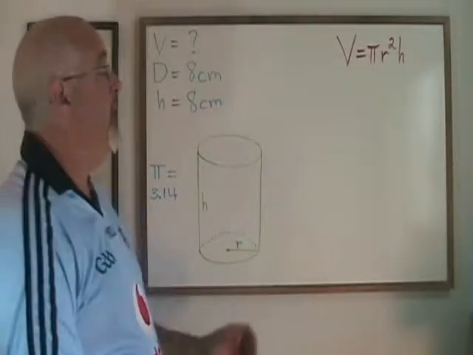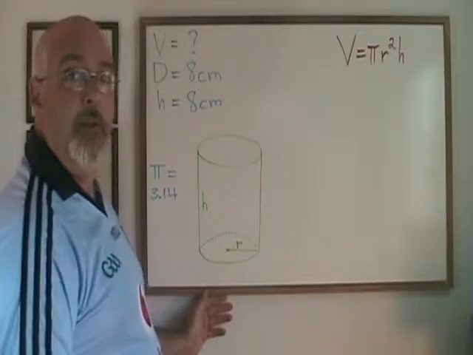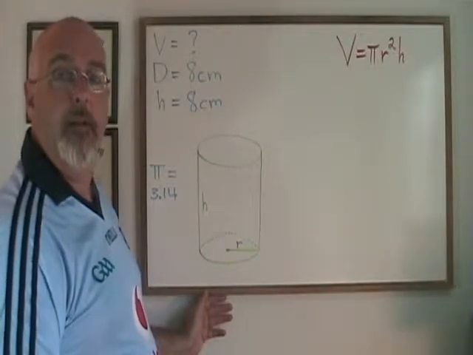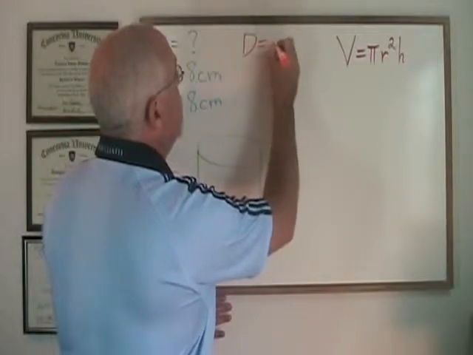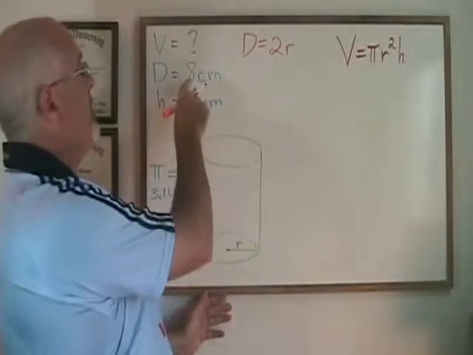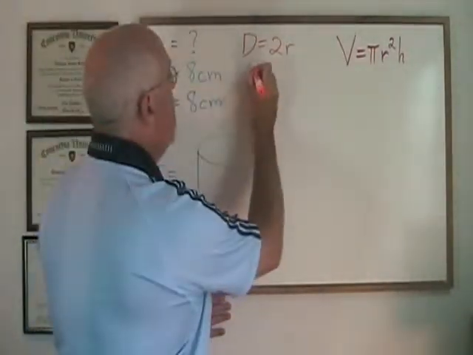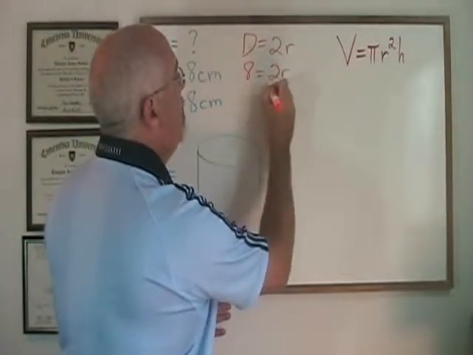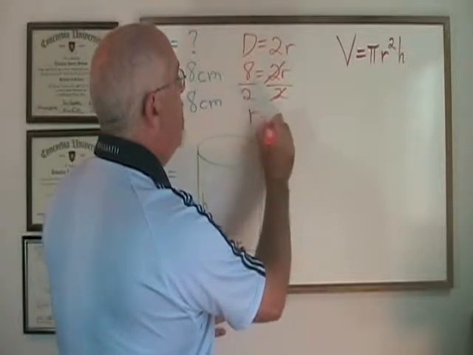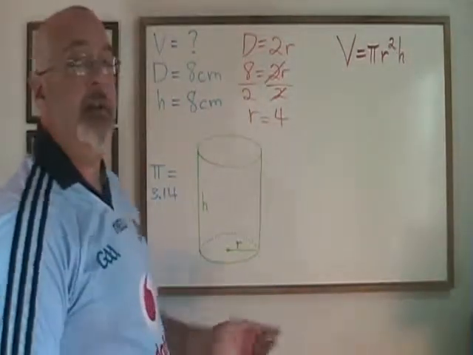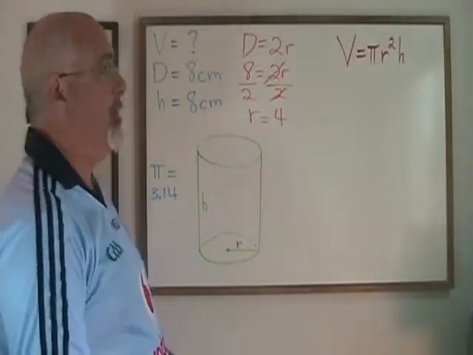The first thing to do is to apply the small formula that converts between diameter and radius. Diameter is equal to 2 times radius. Since our diameter is 8 centimeters, 8 equals 2 times radius. Divide both sides by 2, these cancel. R equals 4. Now we have our radius and we can go ahead and use the volume of a cylinder formula.